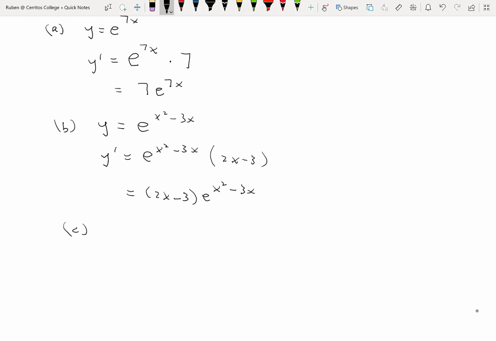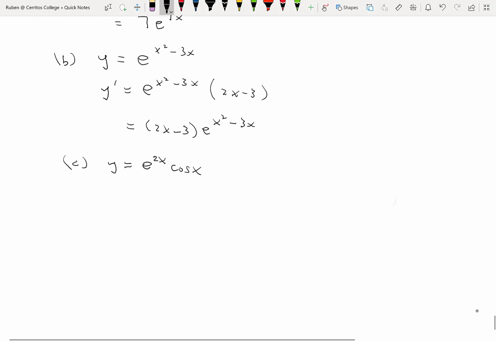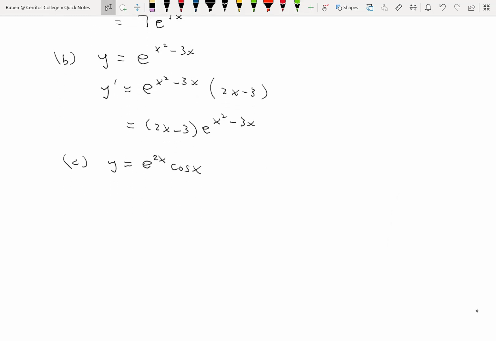What about y equals e to the 2x times cosine of x? So how are we going to take the derivative of this function? Well, we're looking at the product of 2 functions, so that's your big hint. So let's use the product rule.